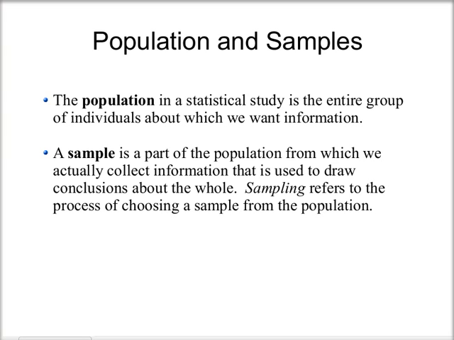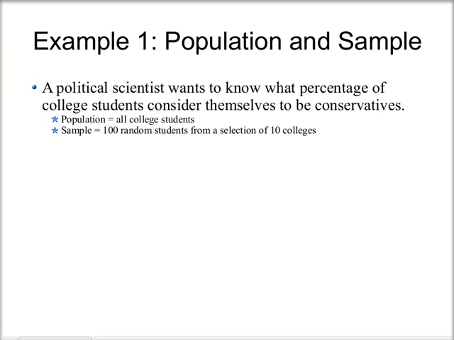So let's look at a few examples first. So here are some examples of populations and samples. Let's say a political scientist wants to know what percentage of college students consider themselves to be conservatives. The population here, or the people that they want to know about, is all college students. And the sample that they might survey could be 100 random students from a selection of 10 colleges. So they would ask those 100 random students whether they consider themselves to be conservative or not, and given their answers, they could draw a conclusion about all college students.